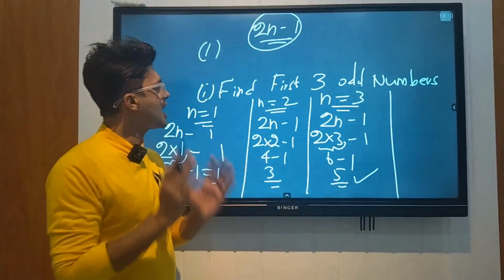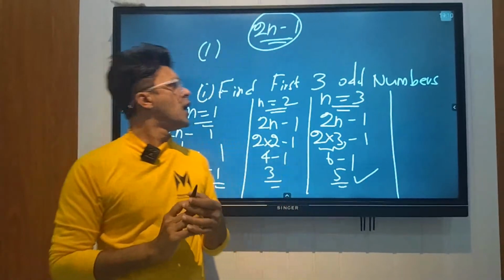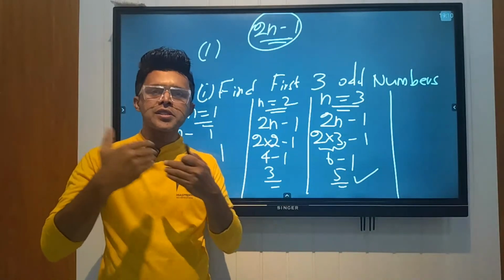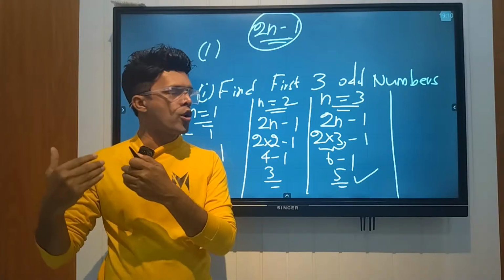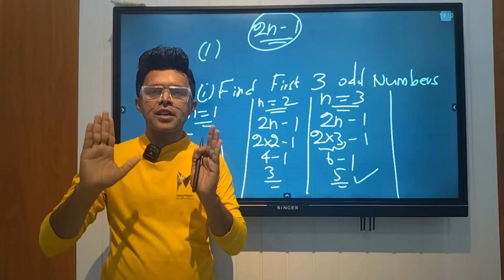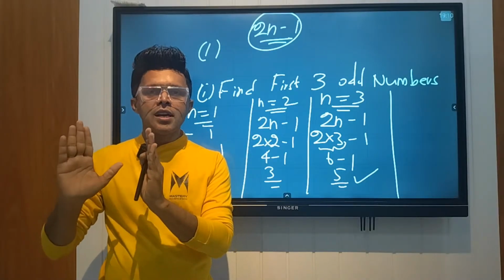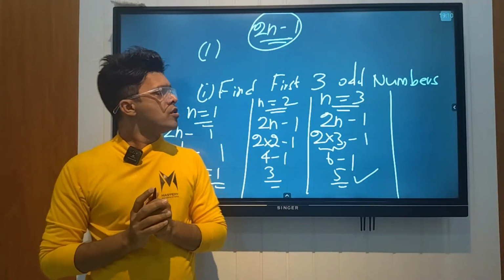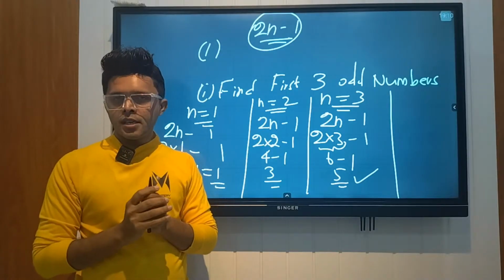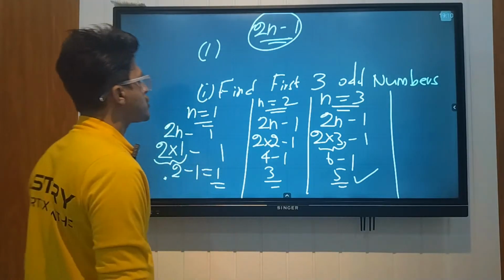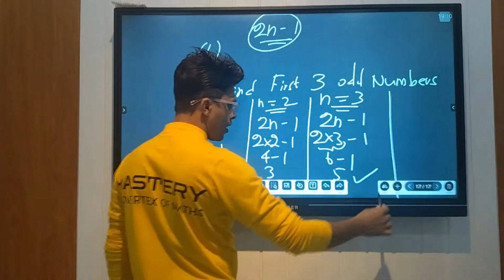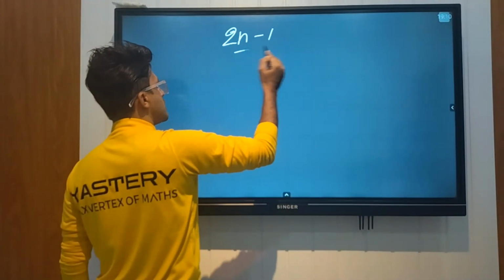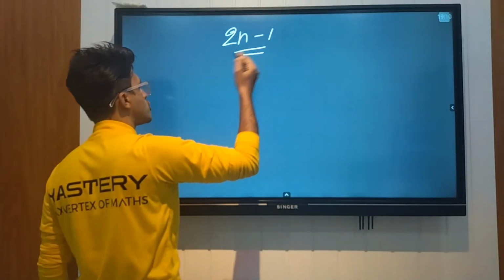So we could get odd numbers using the general term. When you know the general term of a certain number pattern, you are able to get the terms as well. Anyway, the second question: the general term given is 2n minus 1.